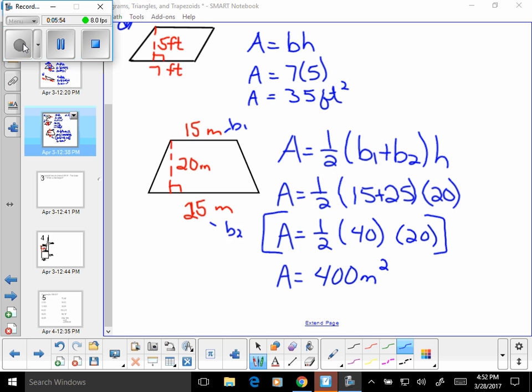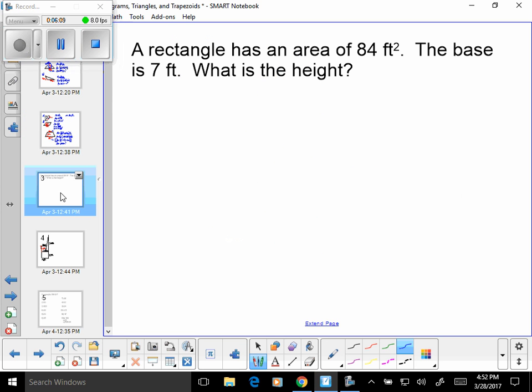2 times 2 is 4. 2 zeros because you have a 20 times a 20. That means there's a 10 times a 10. Now, that's the only example I give you of trapezoid until we get to our irregular figure. So, you might have to come back to that one.